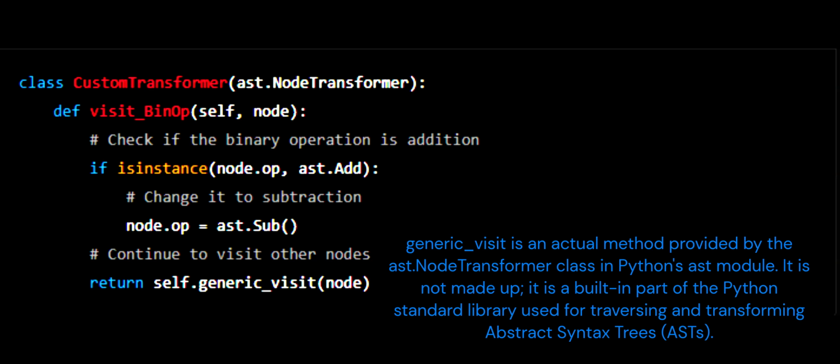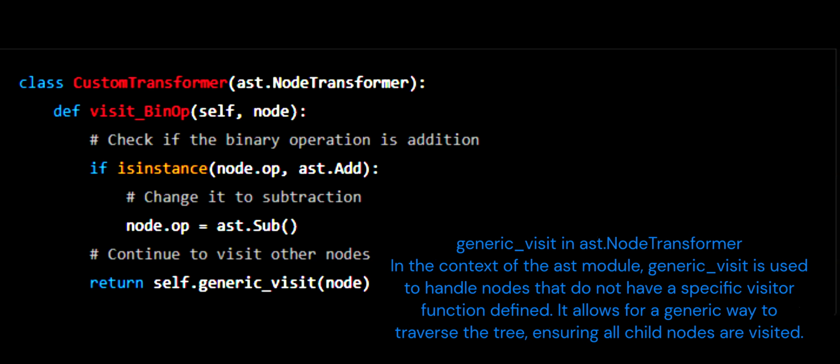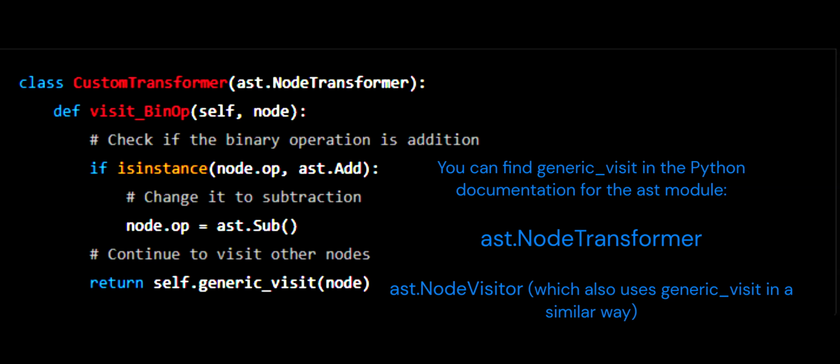generic_visit in ast.NodeTransformer. In the context of the AST module, generic_visit is used to handle nodes that do not have a specific visitor function defined. It allows for a generic way to traverse the tree, ensuring all child nodes are visited. You can find generic_visit in the Python documentation for the AST module, ast.NodeTransformer, and ast.NodeVisitor, which also uses generic_visit in a similar way.